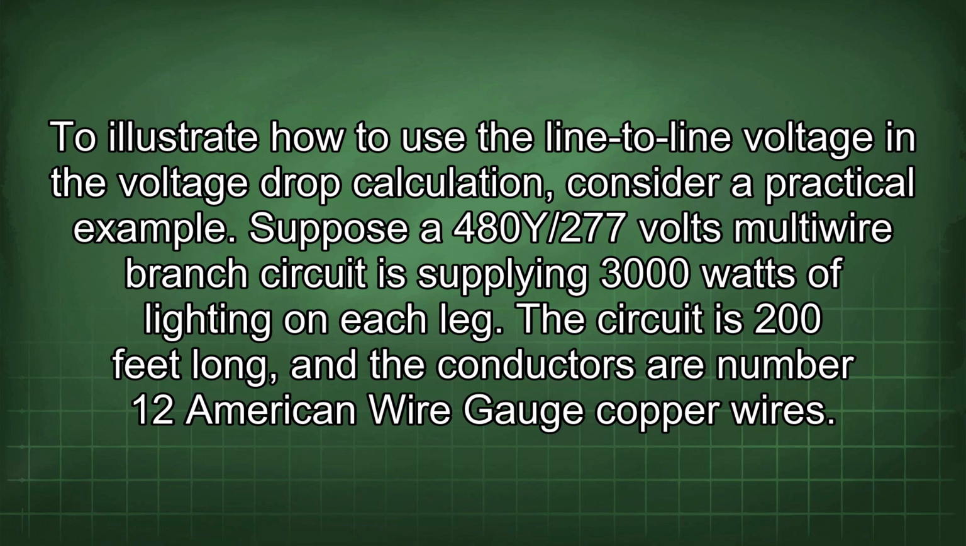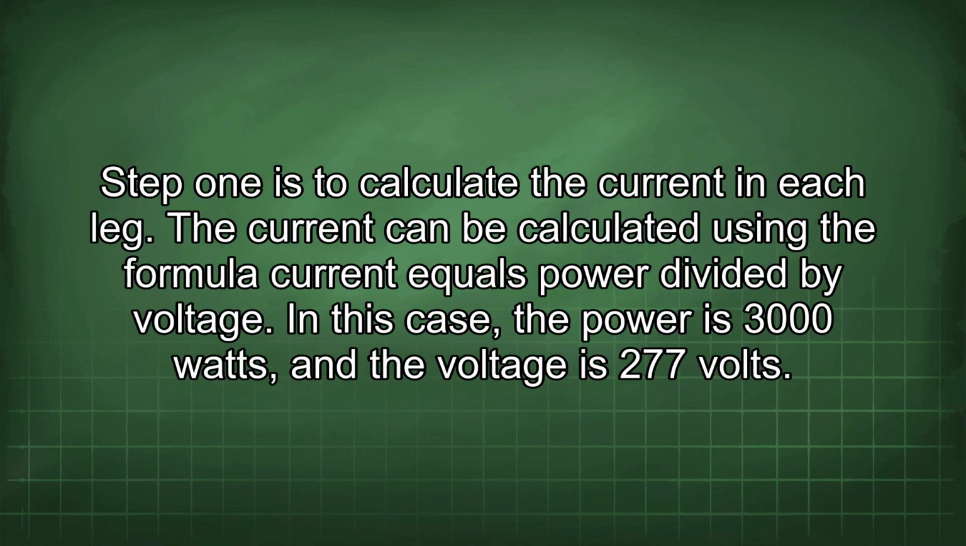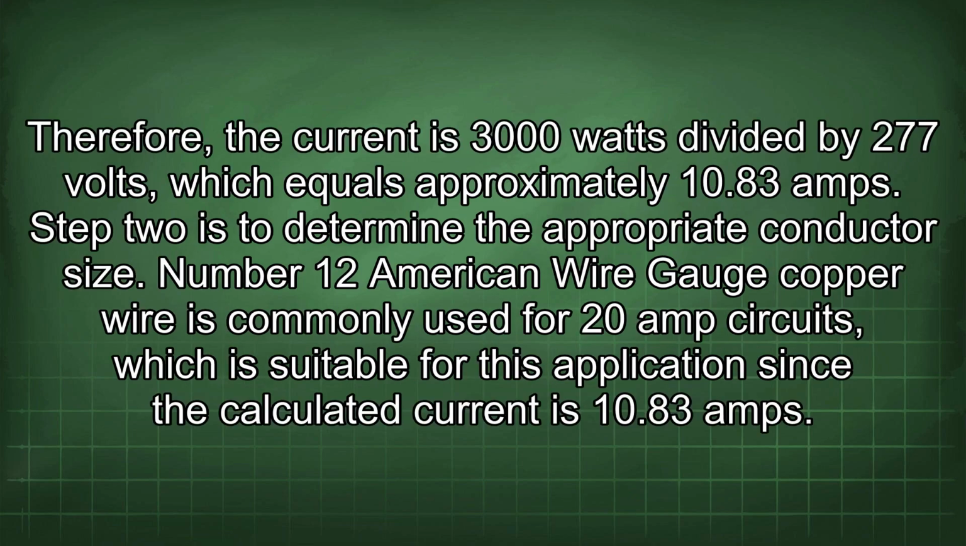Suppose a 480Y/277 volts multiwire branch circuit is supplying 3000 watts of lighting on each leg. The circuit is 200 feet long, and the conductors are number 12 American wire gauge copper wires. Step 1 is to calculate the current in each leg. The current can be calculated using the formula current equals power divided by voltage. In this case, the power is 3000 watts and the voltage is 277 volts. Therefore, the current is 3000 watts divided by 277 volts, which equals approximately 10.83 amps.